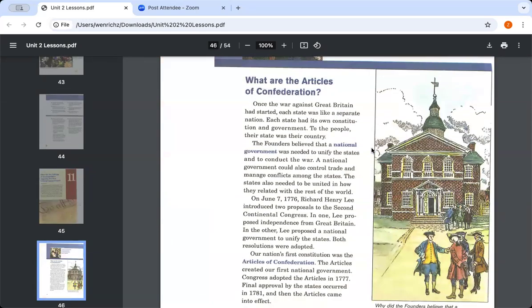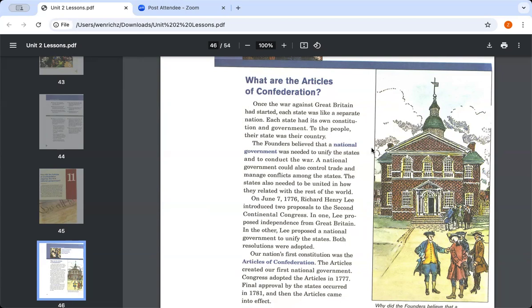What are the Articles of Confederation? Once the war against Great Britain had started, each state was like a separate nation. Each state had its own constitution and government. To the people, their state was their country. The founders believed that a national government was needed to unify the states and to conduct the war. A national government could also control trade and manage conflicts among the states. The states also needed to be united in how they related with the rest of the world.